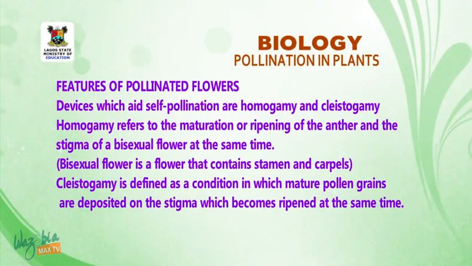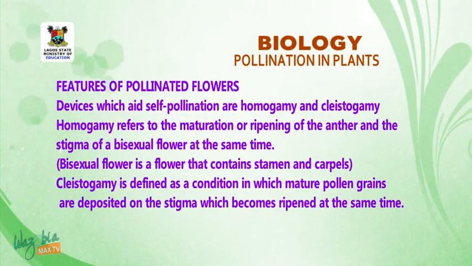Homogamy refers to the maturation or ripening of the anthers and the stigmas of a bisexual flower at the same time. We've defined bisexual flower at the beginning of this lesson. A bisexual flower is a flower that contains stamens and carpels on the same flower. Now let's discuss cleistogamy.